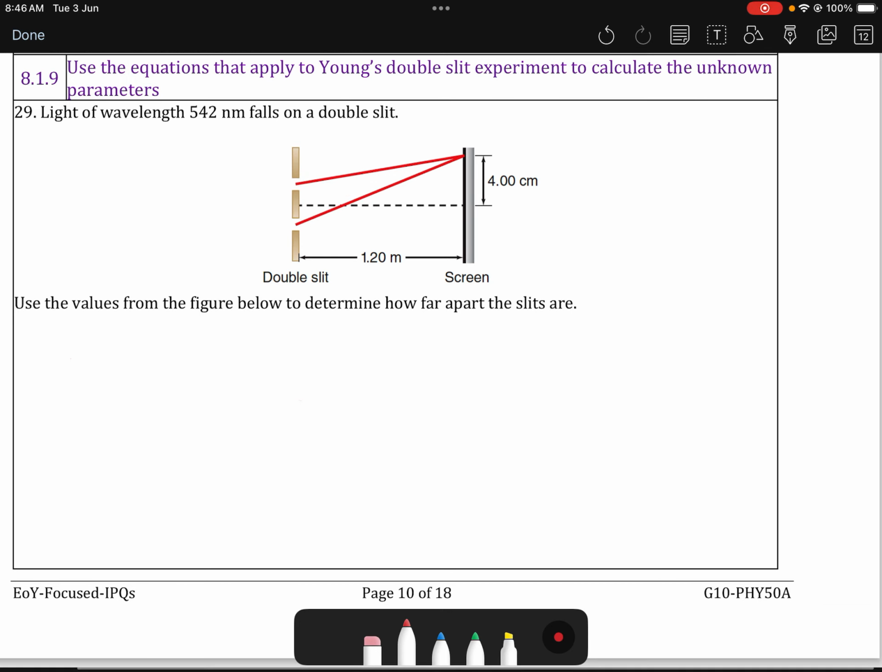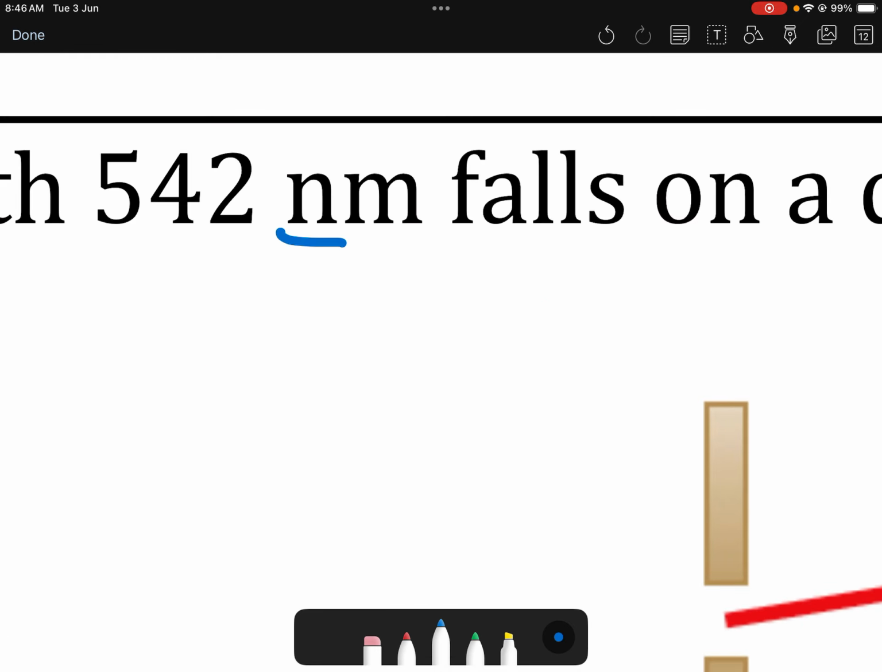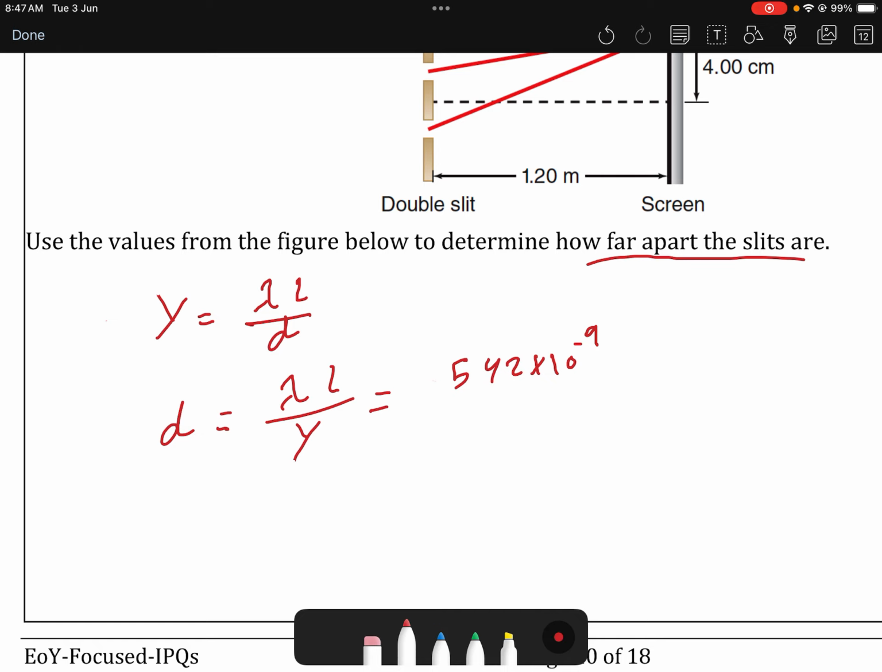Okay. We need to determine how far apart the slits are. We know that Y equals lambda L over D. For the first fringe, this is the formula. So now D equals lambda L over Y. That means 542 times 10 power negative 9. Of course, we need to be careful that nanometer means times 10 power negative 9.